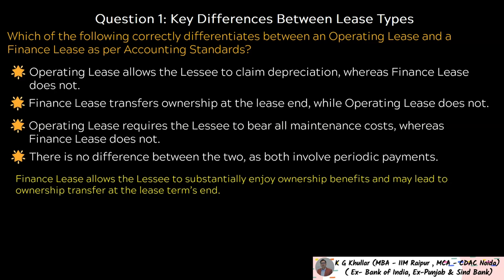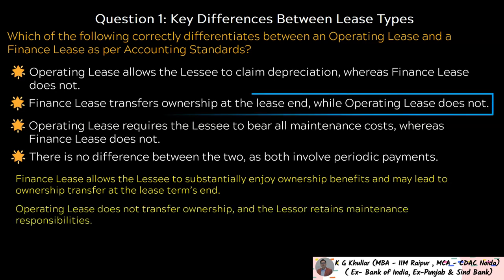Friends, as we have learned earlier in the lecture, a finance lease allows the lessee to substantially enjoy ownership benefits and may lead to ownership transfer at the lease term's end. On the other hand, an operating lease does not transfer ownership, and the lessor retains maintenance responsibilities. Thus, the correct option for the given question is option B.